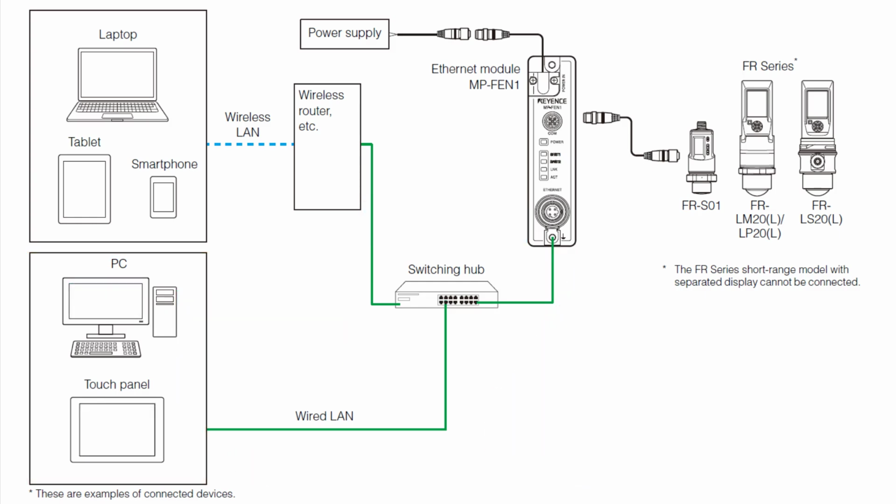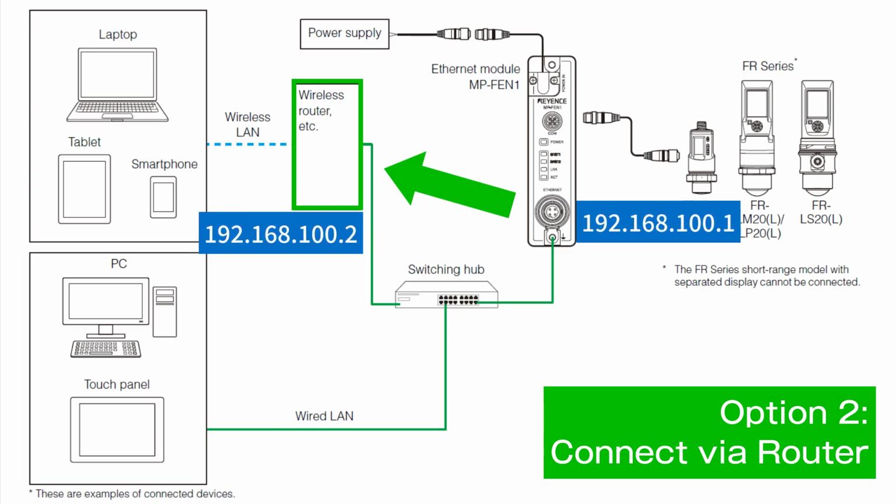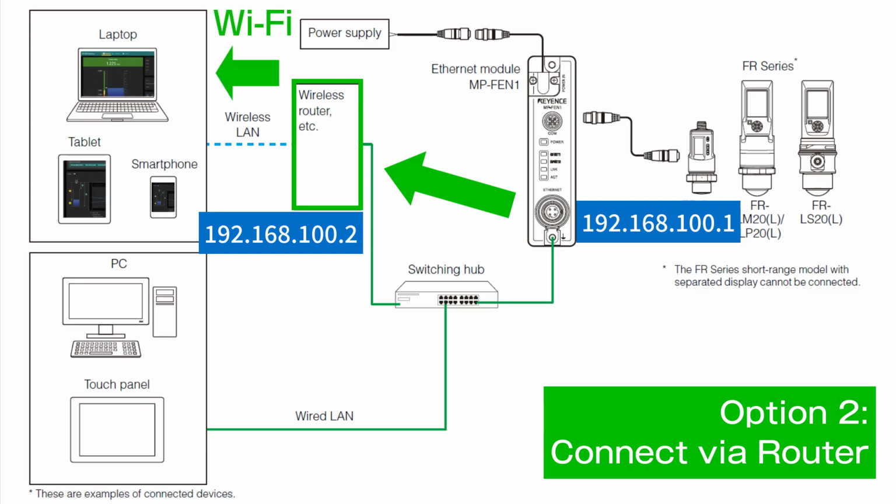The second way is by connecting the MP-FEN1 to a Wi-Fi router via Ethernet cable. Normally, your Wi-Fi router will have Ethernet ports on the back labeled as LAN. This is where we recommend connecting the MP-FEN1's Ethernet cable. After this, make sure that the MP-FEN1 and the Wi-Fi router are on the same subnetwork. Once this is done, devices connected to the Wi-Fi from that router can access the web server function.